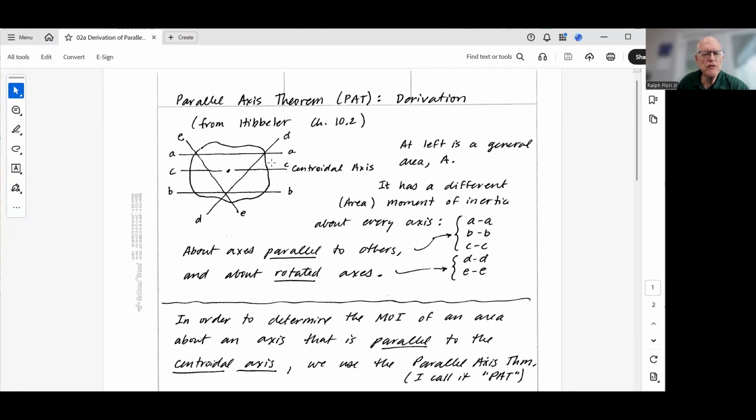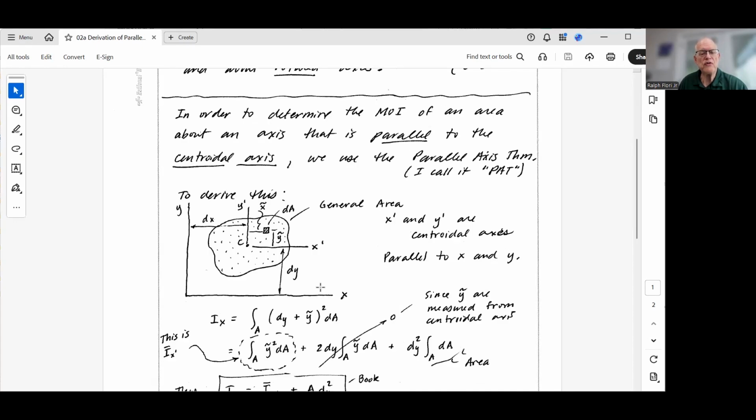So if you have a general area and you draw several axes through that area, A, B, C, D, E, and you could draw more, the moment of inertia about each of those axes is different. If CC is the centroidal axis, then, if we know that one, can we find AA or can we find BB? That's the problem that we're looking at.